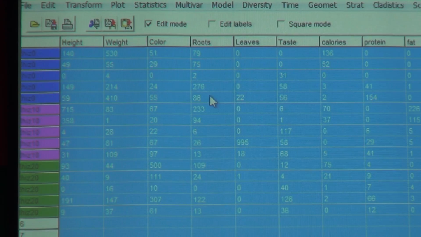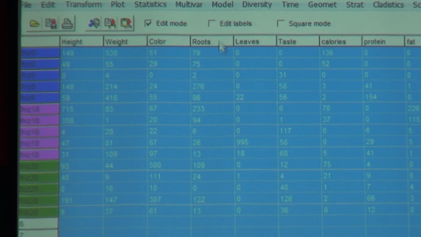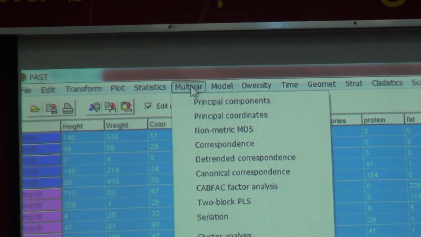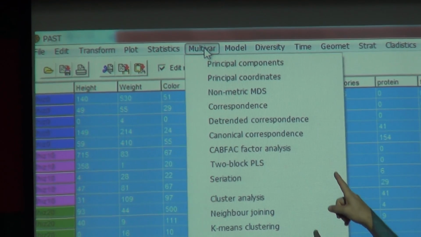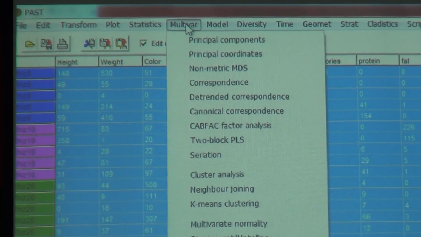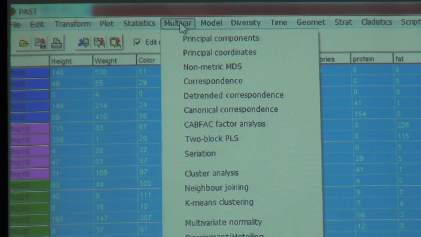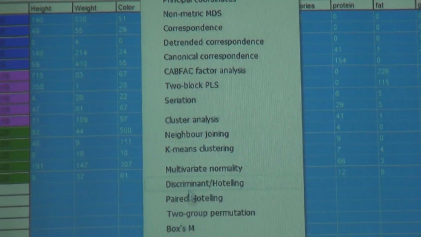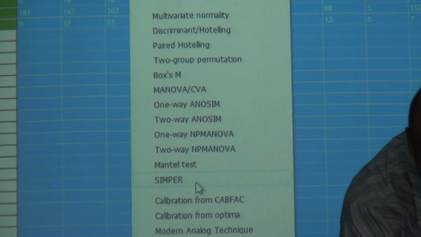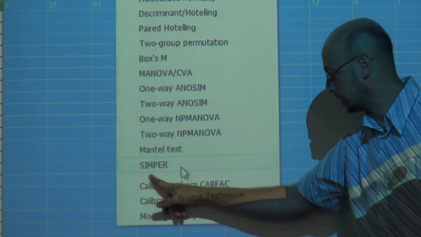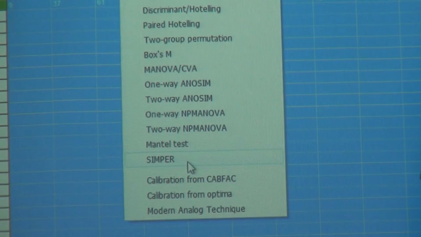And we have a lot of different tests for that. A very simple one is called SIMPER. Again, we go to multivar. Those are the multivariate tests. And we go all the way down to a test called SIMPER, down here.